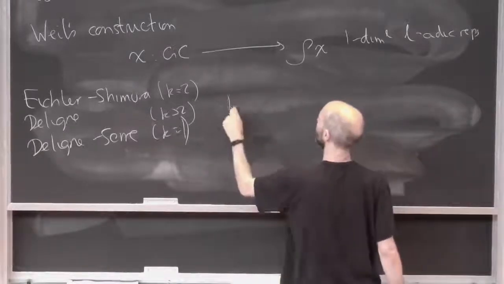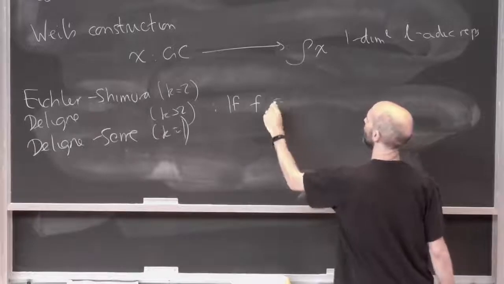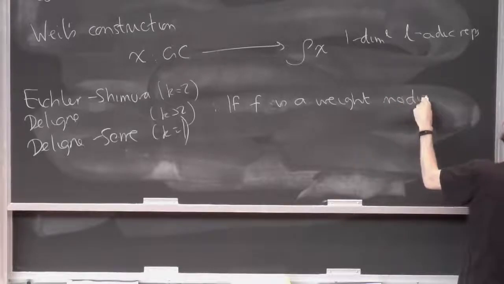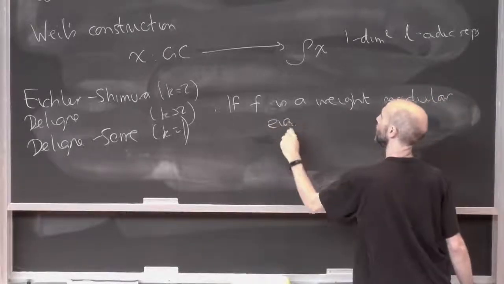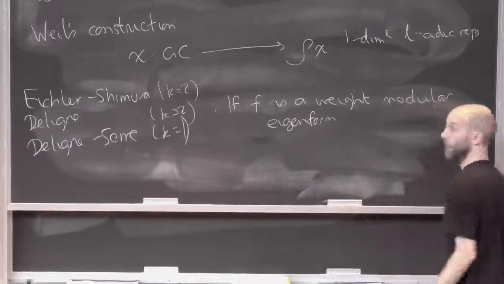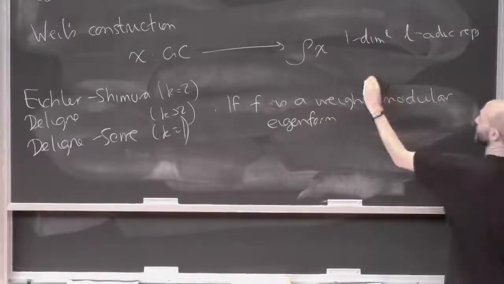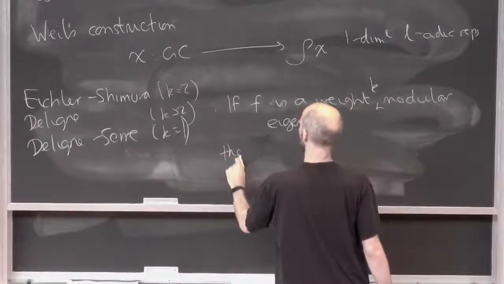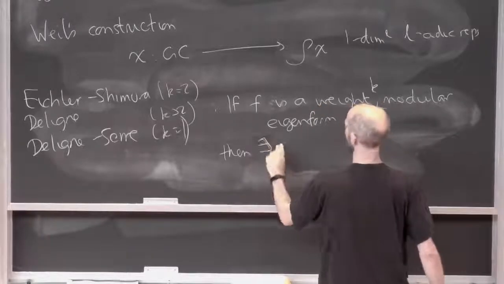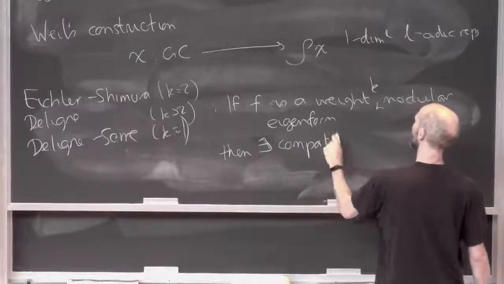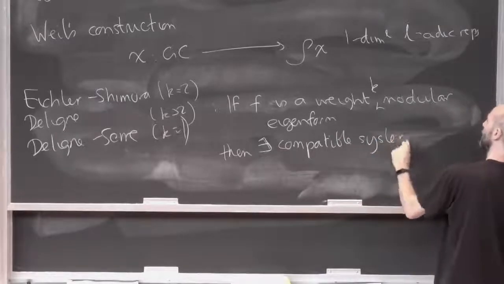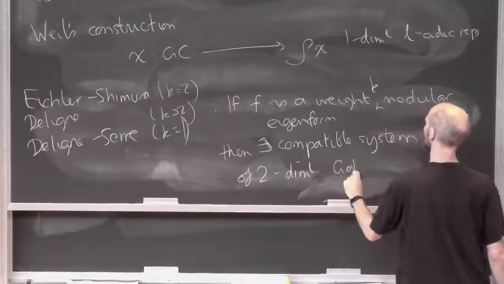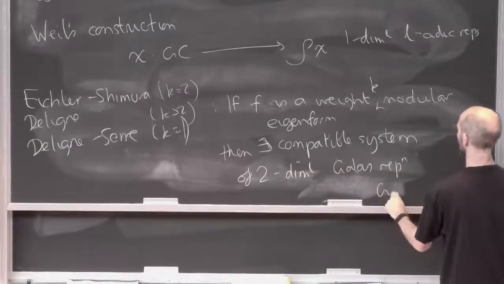So what do these people prove? If f is a weight k modular eigenform, so just a modular form of weight k, an eigenvalue for the Hecke operators, then there exists a compatible system of two-dimensional Galois representations of Gal Q bar over Q.